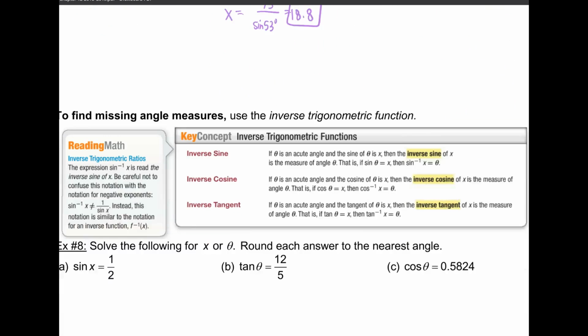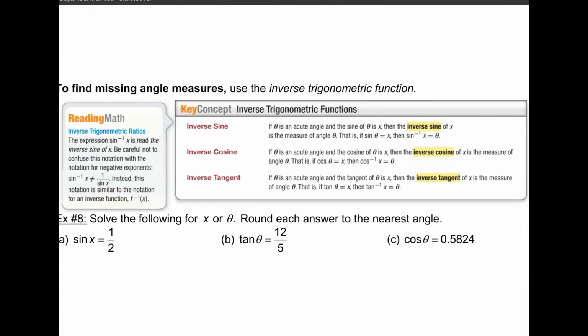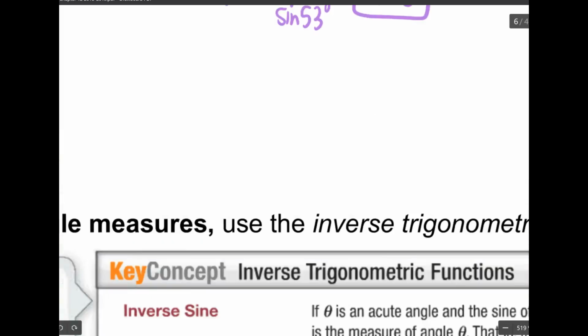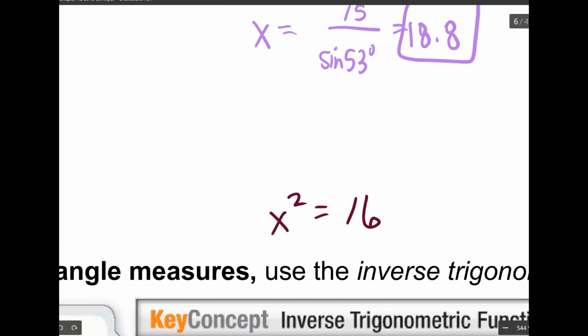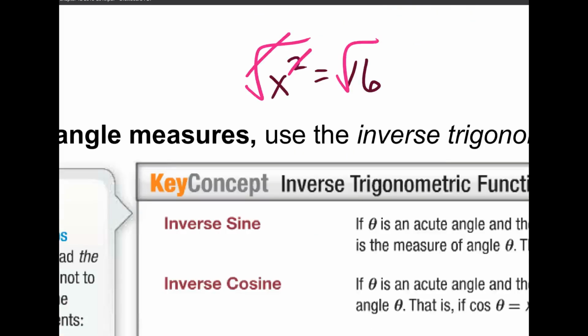So that was solving for a missing side length. What if I want to find the missing angle? There's a thing called the inverse trig function. If I had, for example, x squared is equal to 16, how do I get rid of the square? You do the square root, because that's the inverse operation. The square root and the square cancel each other out. So it's x equals 4. These are the inverse operations.